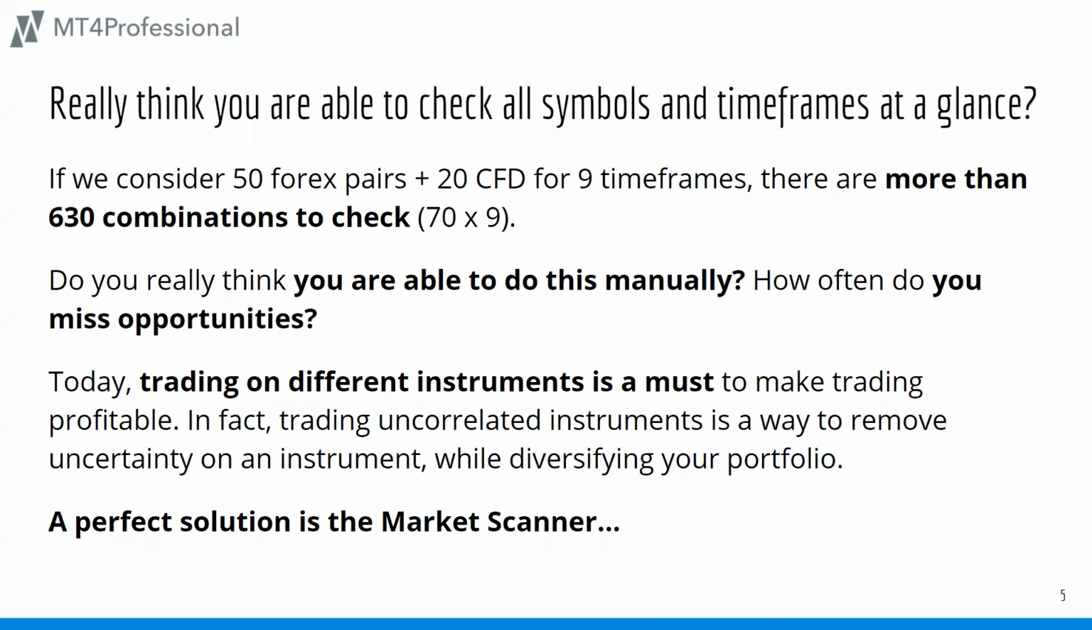So today, if you're trading on different instruments, you're diversifying your portfolio. It's a requirement if you're going to be a profitable trader. So if you're trading uncorrelated instruments, it's a perfect way to remove uncertainty in the markets and to diversify and to get an edge on your trades. So trading an uncorrelated or diversified portfolio is a great way to get an edge. A perfect solution for this is the market scanner. The market scanner is something that can do this automatically.